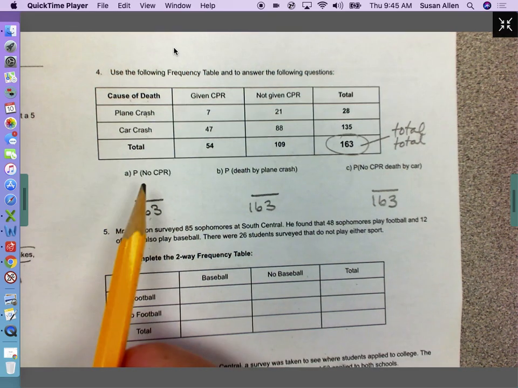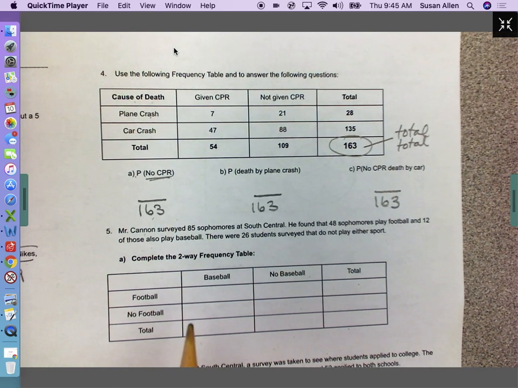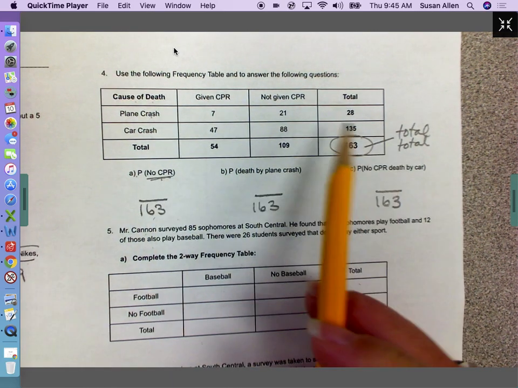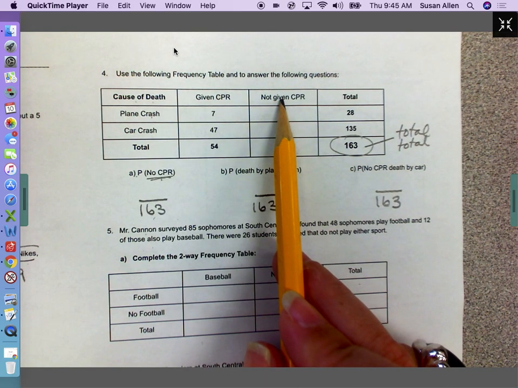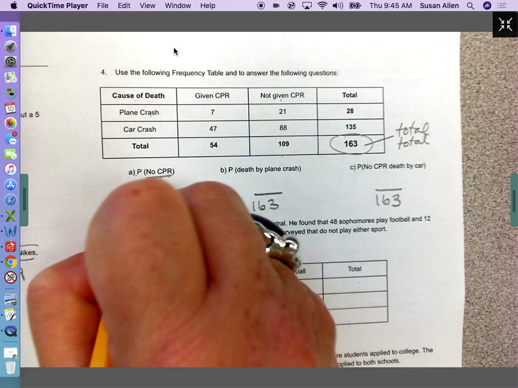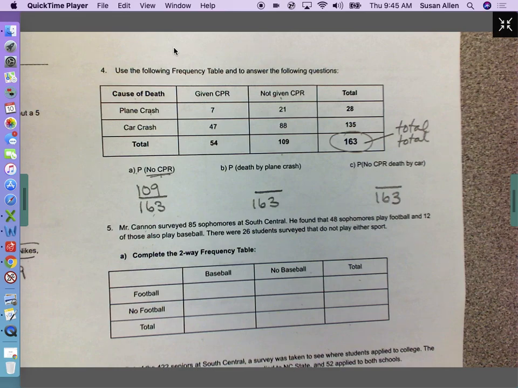Next, you need to account for those that did not receive CPR. Notice this says nothing about how they died. So we are going to look in our not given CPR category and go down here to the total. There were 109 victims that were not given CPR.